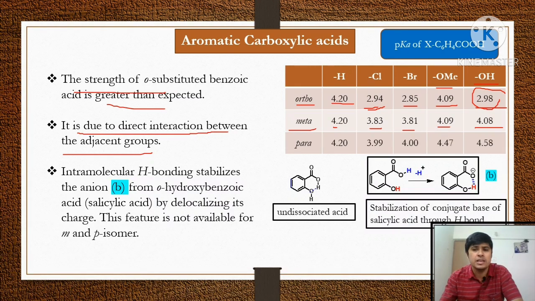Hence it is stronger as compared to para-hydroxybenzoic acid, and also it is stronger than meta-hydroxybenzoic acid. Okay, so this is meta-hydroxybenzoic acid, and this is para-hydroxybenzoic acid. So it is much stronger than the rest of the two counter species. Okay, so these are the aromatic carboxylic acids. Now we will see the effect of substituents on aromatic carboxylic acids in the next slide.